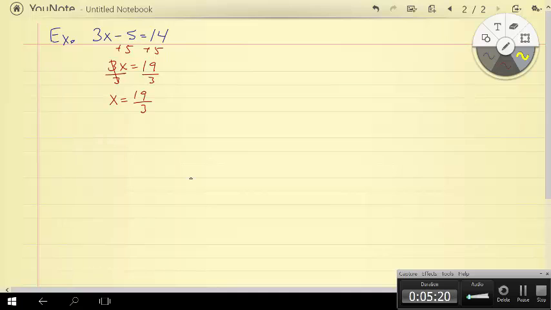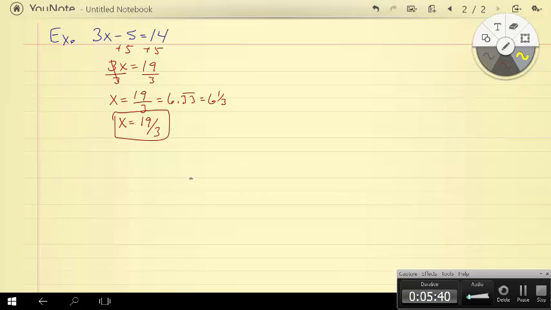Now 19 over 3 as a decimal is 6.33 repeating. As a mixed number, it's 6 and 1/3. It does not reduce, so for this class we will leave the answer as 19 over 3. That's the standard way to answer questions in a college algebra level course. We want to leave it as an improper fraction in reduced form. We want to avoid using decimals unless the problem is asking for the answer in decimals, and we want to avoid using mixed numbers for reasons that will be discussed later on.